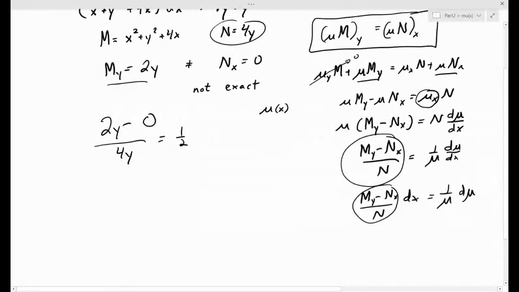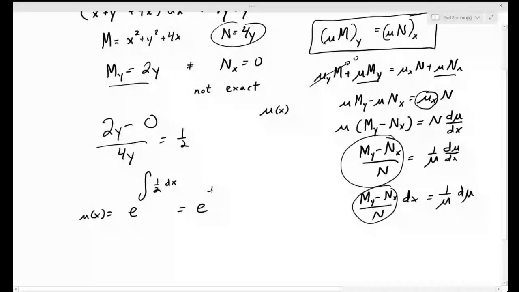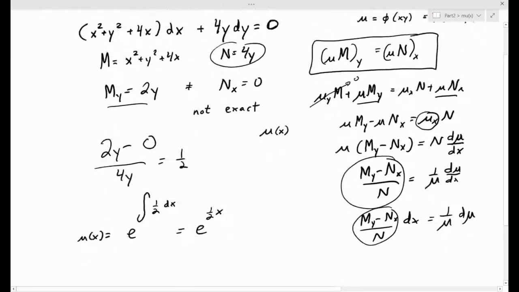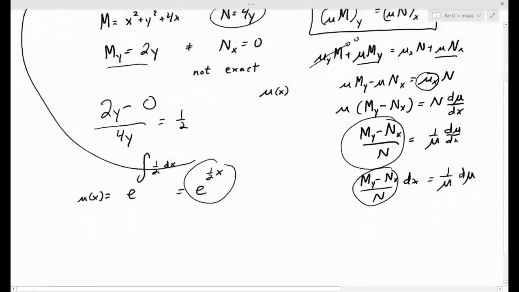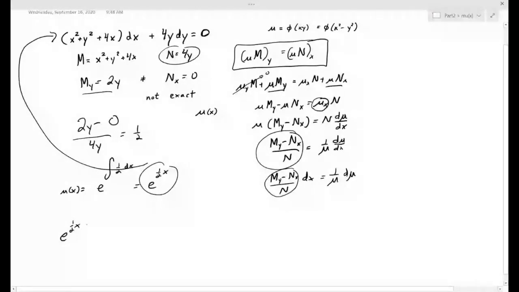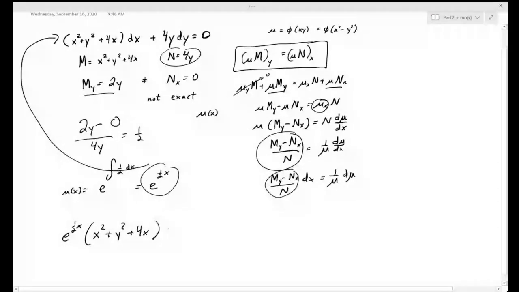So solving this differential equation, we get that our integrating factor would be e to the antiderivative of 1/2 dx. I'm ignoring the constant of integration, of course, because we just need to find some function that works. All right, so the job of the integrating factor then is to multiply both sides of our differential equation, which will make it now exact. And I will not check this time. I will just trust that we did this right.